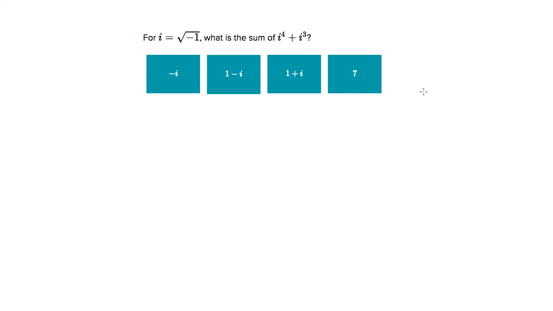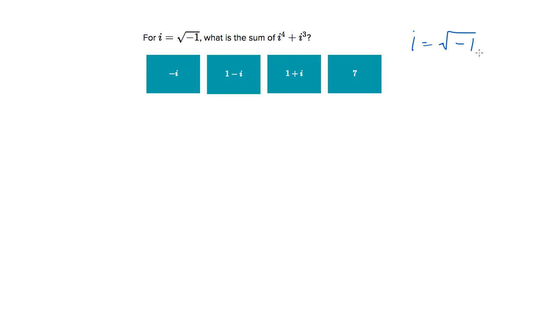This is Ben from Testive, and we're answering an SAT problem with imaginary numbers. For i equals the square root of -1, what is the sum of i to the fourth plus i to the third? Here are some things that I think are useful to remember about i, the imaginary number i, when you are working on a standardized timed test.